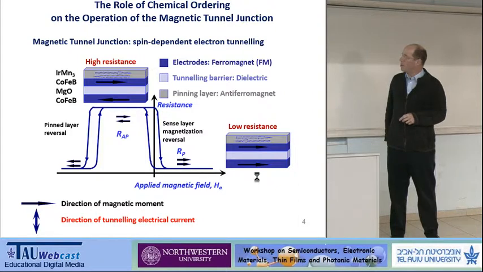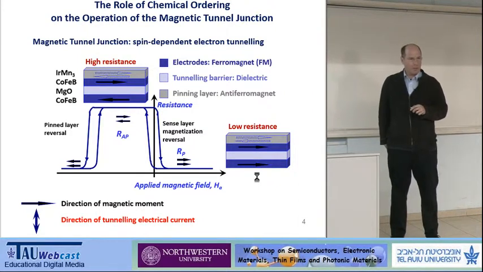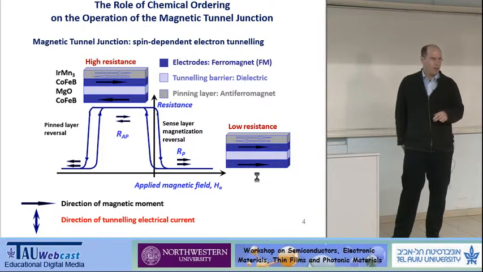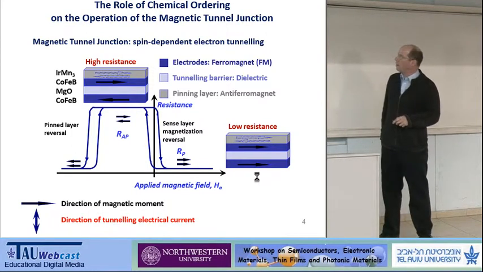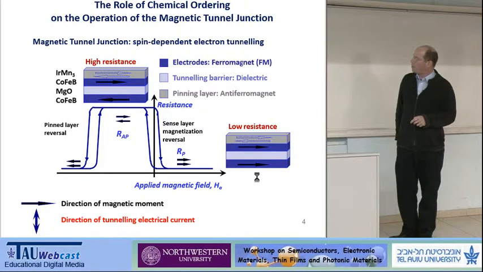In addition, if you want to use it as a sensor, which is what those of you who have a hard disk drive have, this is the sensor device, you need one of the electrodes to be fixed in its orientation with the magnetic moment. This is done by another phenomenon called exchange bias. This is a typical material used. So the device works in this range here.